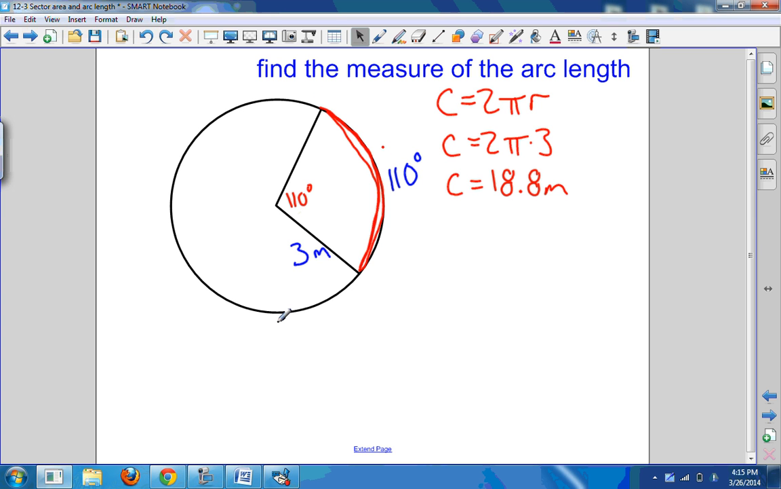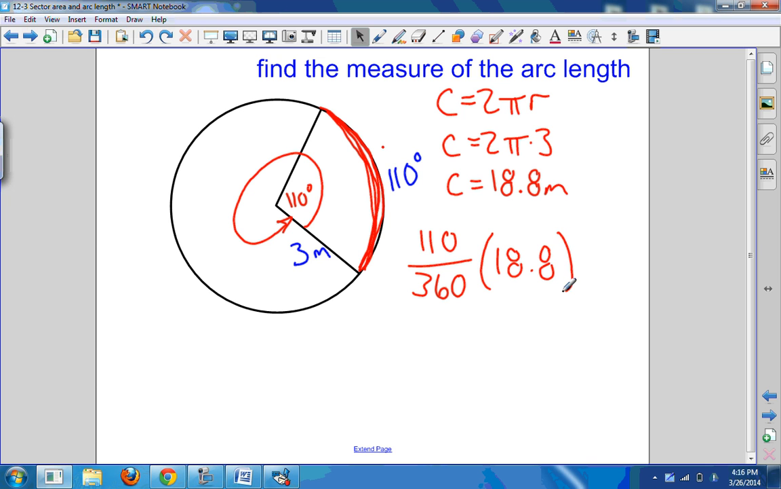Now I know that it's going to be less than that. I know it's going to be less than half of it just by looking at it, right? This distance from here to here should be less than half of my full circle. So we just want 110 degrees of this. So we want 110 degrees out of 360 degrees. That's the proportion that we want, right? We just want this little piece of the pie, which is 110 out of the whole 360 degrees. So if we take that fraction and multiply it by our circumference, we'll get that proportion that we want.